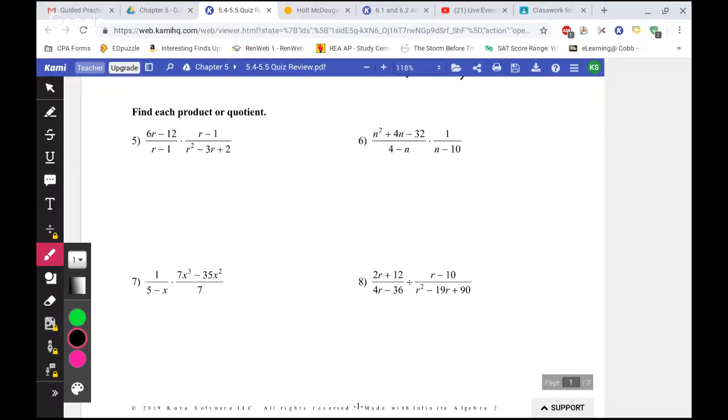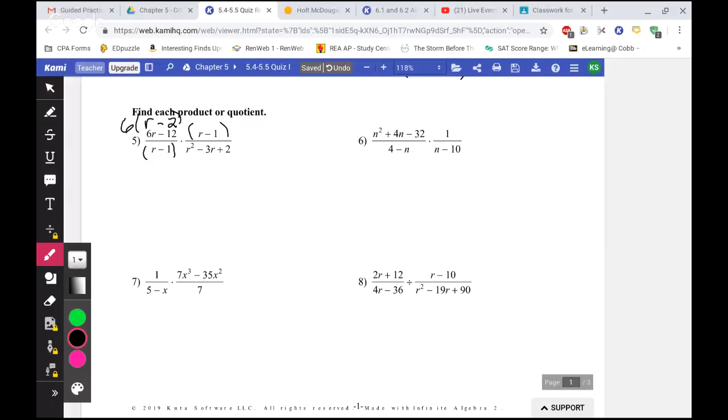Cool. All right. On number 5, once again, whenever it says to find the product or the quotient, I highly recommend just factoring everything first. So on number 5, that one would factor. I can see in the numerator of the first rational expression that I can take a 6 out, and that's going to leave me r minus 2. And then obviously nothing will factor out of r minus 1 here or here.